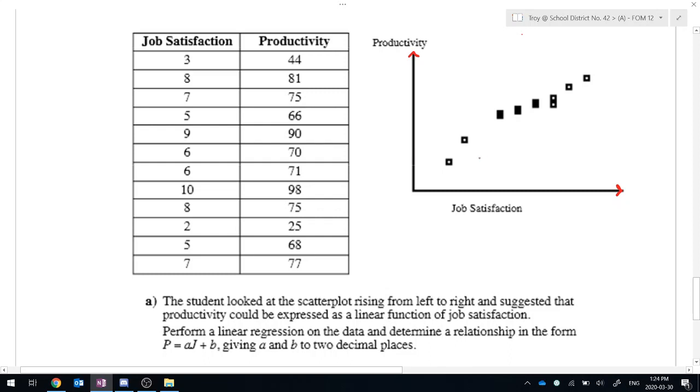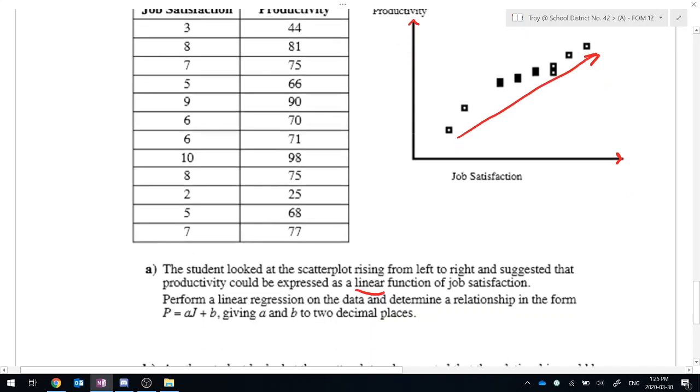So here, clearly, we have an increase, right? And suggested that the productivity could be expressed as a linear function of job satisfaction. Perform a linear regression on the data, and determine a relationship in the form of P equals A times J plus B, giving A and B again to 2 decimal places. So again here, they're simply using P for Y, and they're using J for X. So really, this is just in Y equals mx plus B form, slope-intercept form.